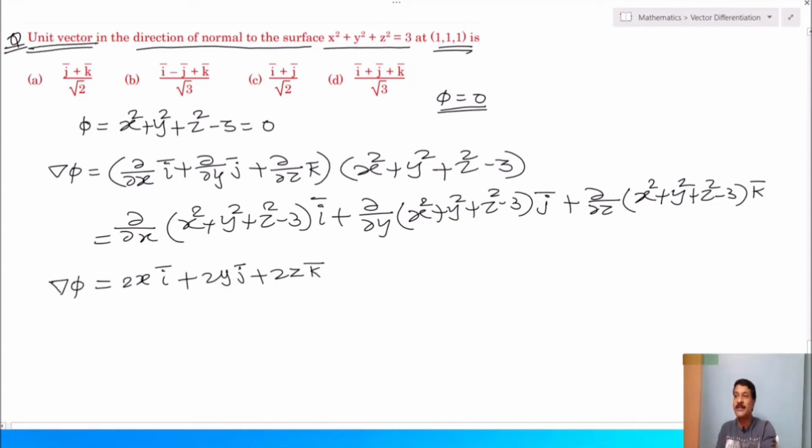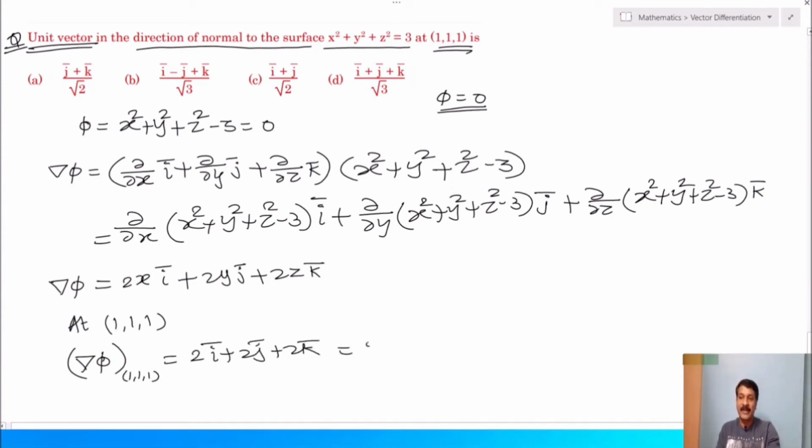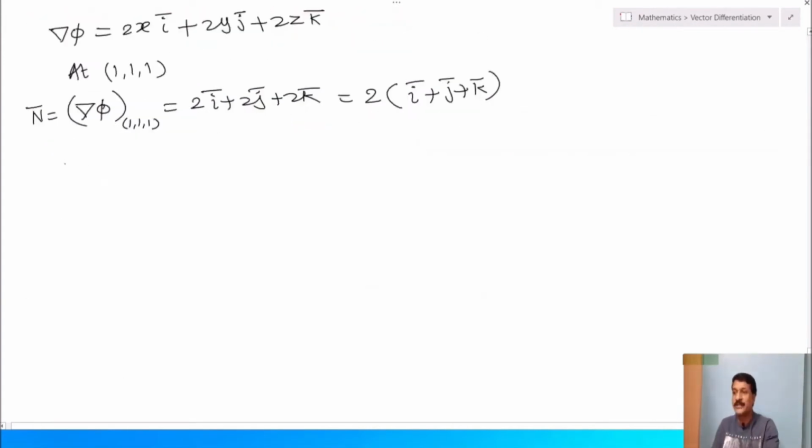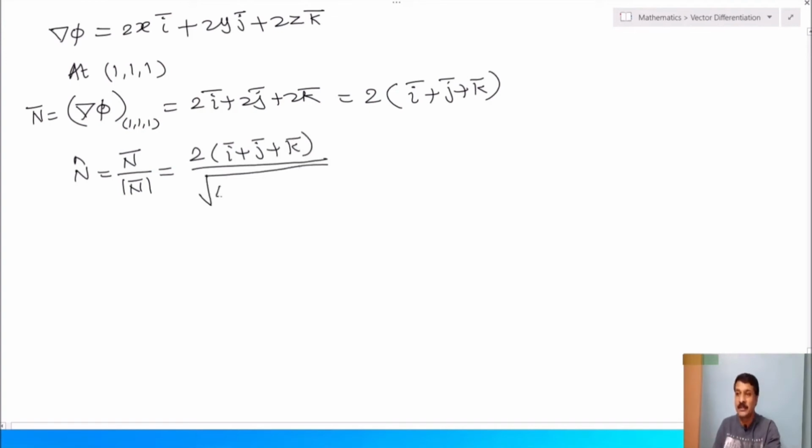But we want to find the unit vector at which point? 1, 1, 1. So at the point 1, 1, 1, what is the meaning of this? It means you put x equal to 1, y equal to 1 and z equal to 1. I am getting here 2i plus 2j plus 2k. You can take 2 common, so here i plus j plus k. If I denote this as n, the normal vector, then the unit vector is n cap. What is n cap? The unit vector along the normal is nothing but n bar upon mod of n bar. So n bar is 2 in bracket i plus j plus k, whole divided by under root of the square of this, which will be 4 in bracket, square of this is 1 plus 1 plus 1.